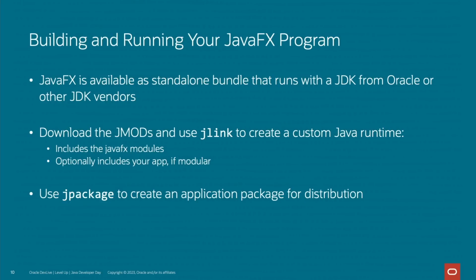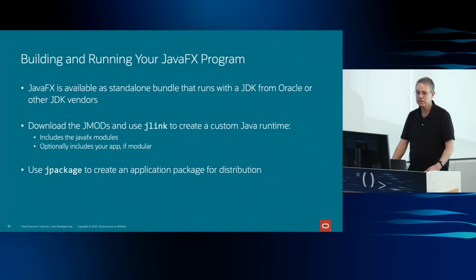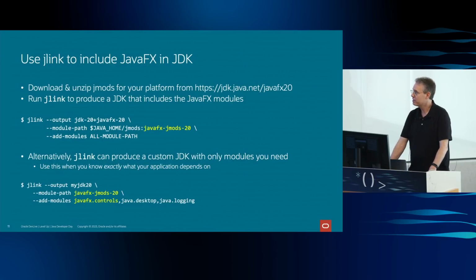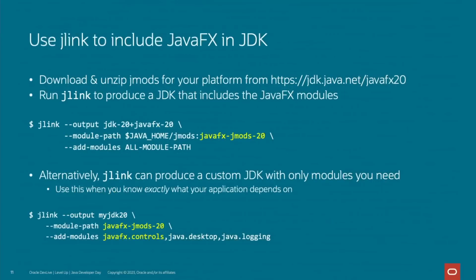So building and running your JavaFX application is as simple as downloading either a pre-built SDK or a set of JMod files and linking that into your JDK. So you can do either one, and then you can use jpackage to distribute your app. So this is an example of using jlink to build a JDK that has JavaFX included. So first thing you do is you would download your JDK, then you would download JavaFX, and then you run the jlink command that's shown right below that bullet item there. And then that will produce you a JDK with all modules, including the JavaFX modules that are there.